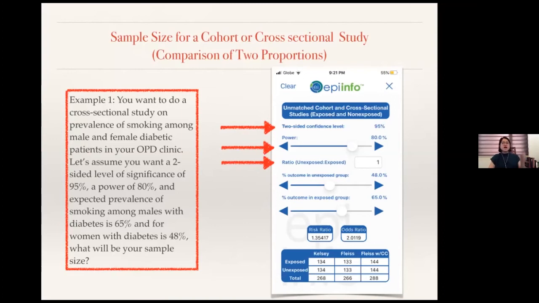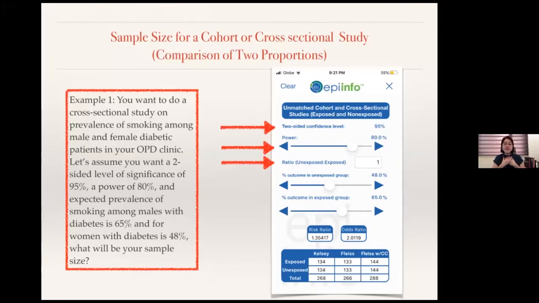So it is either 65% or 48%, correct? Kasi yan yung prevalence of smoking from a previous study. So, alin dyan ang exposed and unexposed? So if you look at the unexposed, you randomly choose. No? Pwedeng yan yung male, pwedeng yan yung female.